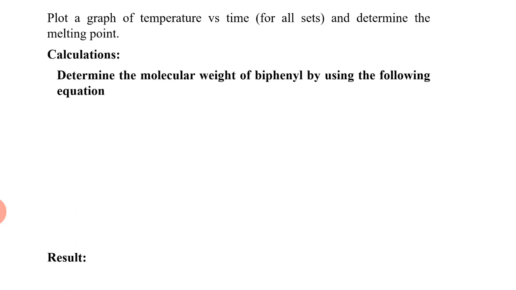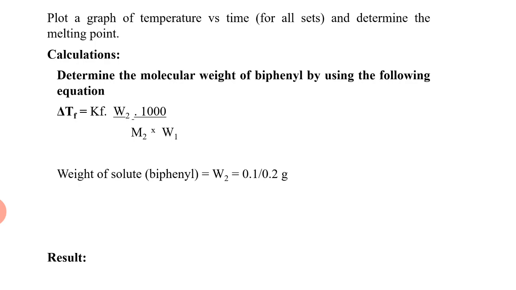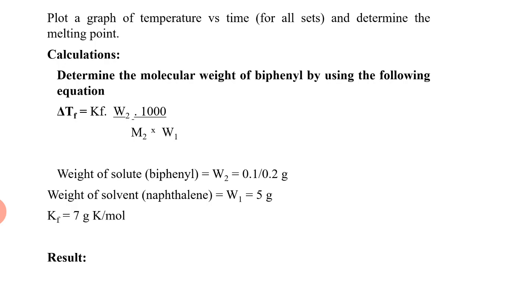Now the calculations. Determine the molecular weight of biphenyl by using the following equation: delta Tf is equal to Kf into W2 into 1000 divided by M2 into W1. Here the weight of the solute biphenyl W2 is 0.1 the first time and 0.2 gram the second time. The weight of solvent W1 is 5 gram every time. Now by using all the readings, when we calculate, we get Kf as 7.